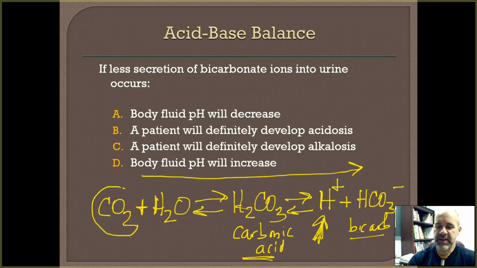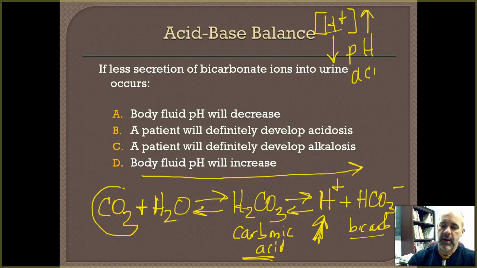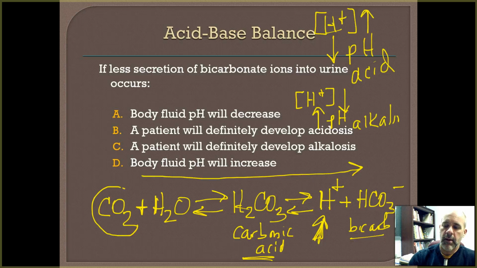And remember what we just said, if you have higher hydrogen ion concentration in your body fluids, pH goes down, and that's associated with acidity. The reverse, lower hydrogen ion concentrations, raises your pH. And that's associated with alkalinity. Compounds that do that are also called bases.